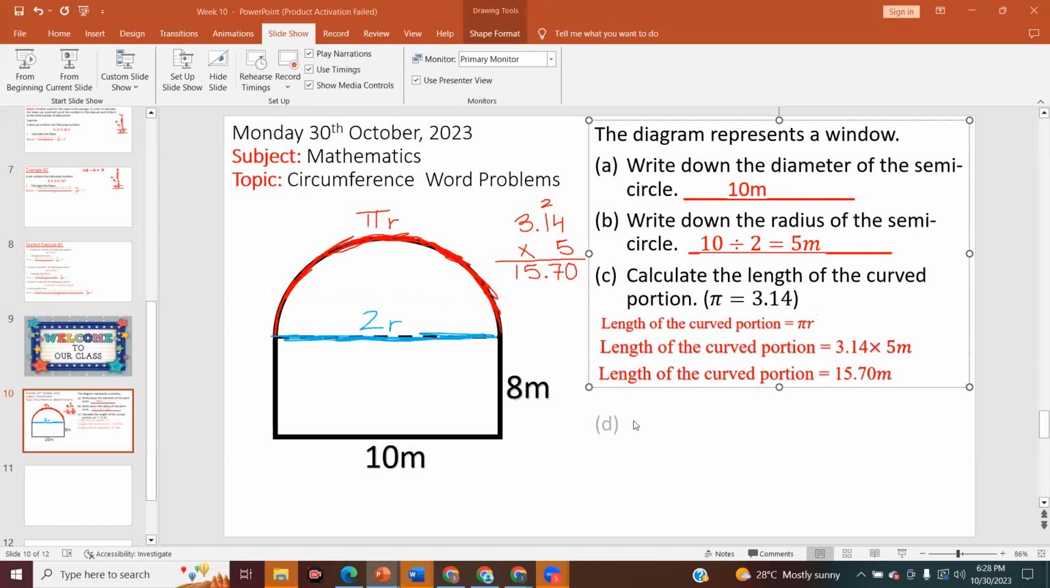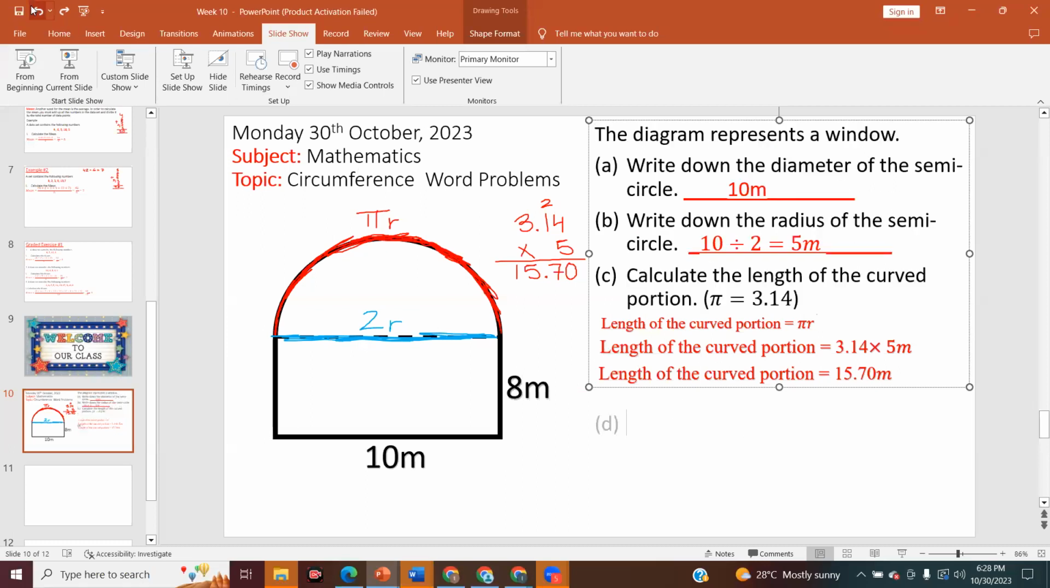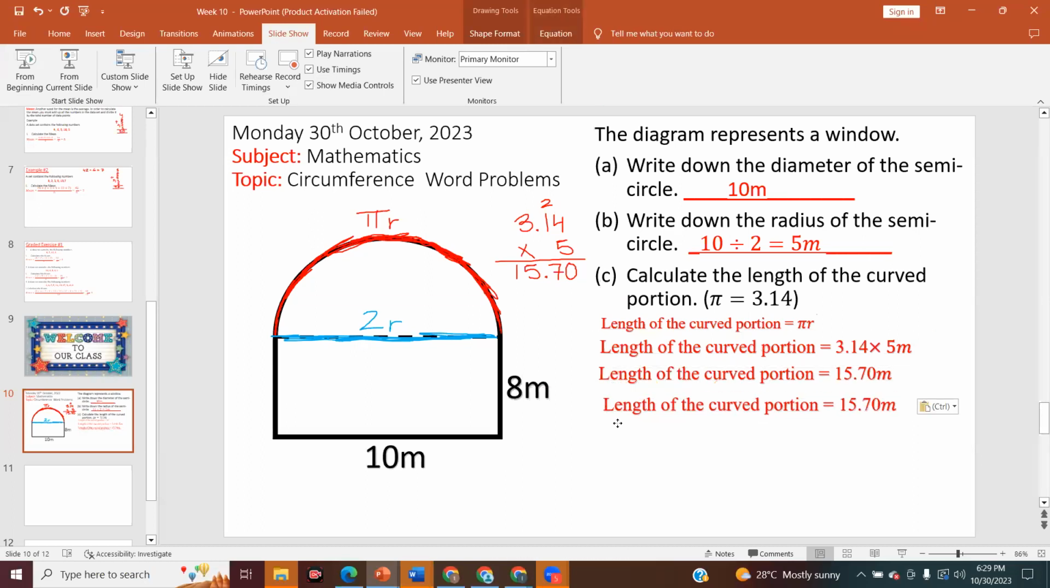So we know that the length of the curved portion is 15.7. Okay, so let's say that a metal strip. Oh, I don't want to do that. Let me just use another text. So let's say that this is going to be D, right? So let's put D, depending on how much we could fit inside this.